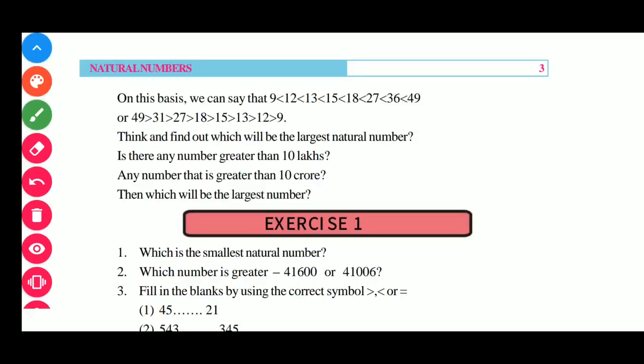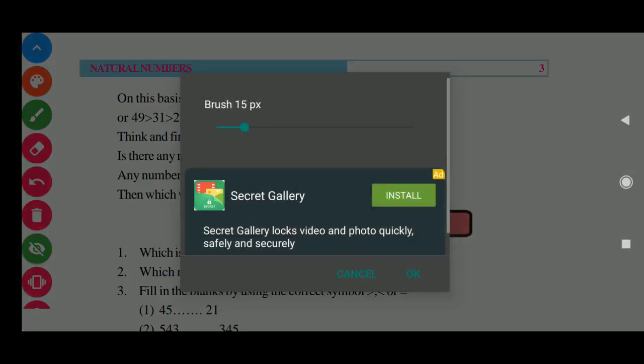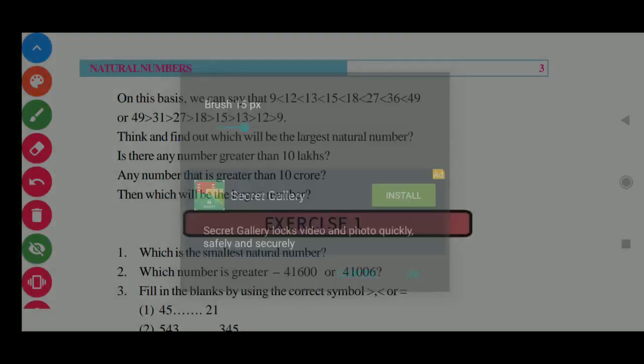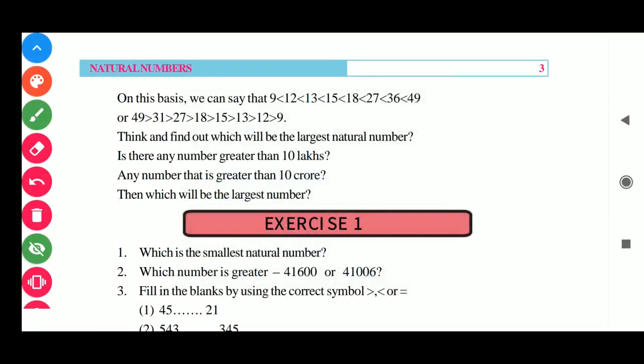We will study natural numbers today. Natural numbers are those numbers starting from 1, 2, 3, 4, 5 and so on. That means natural numbers starting from 1.